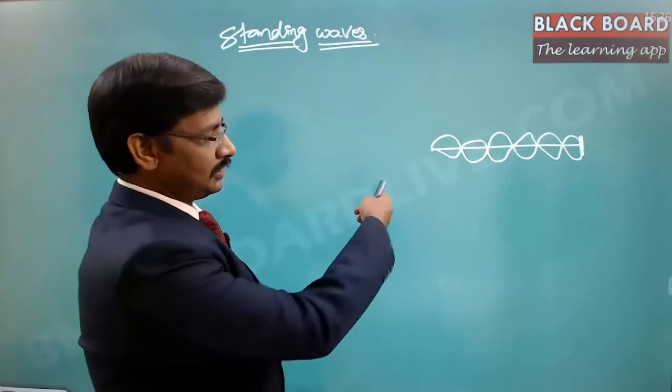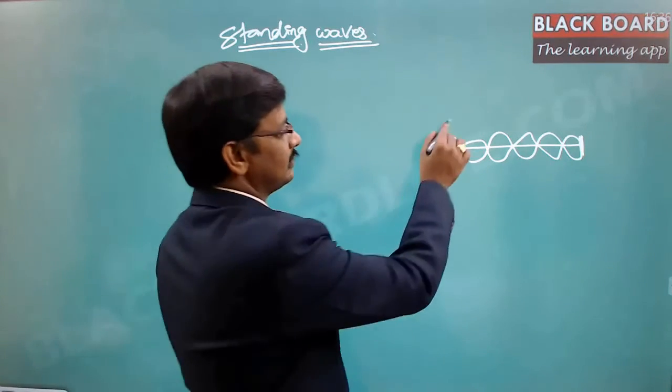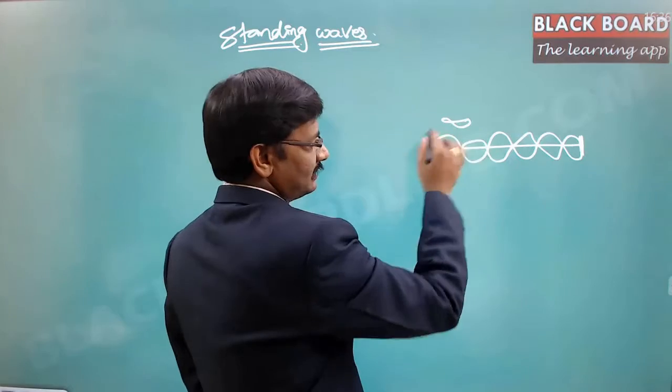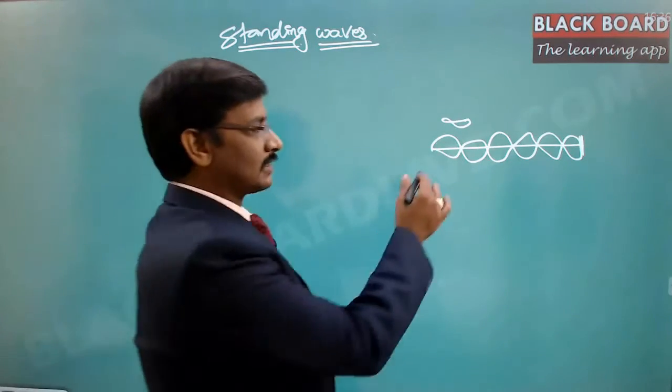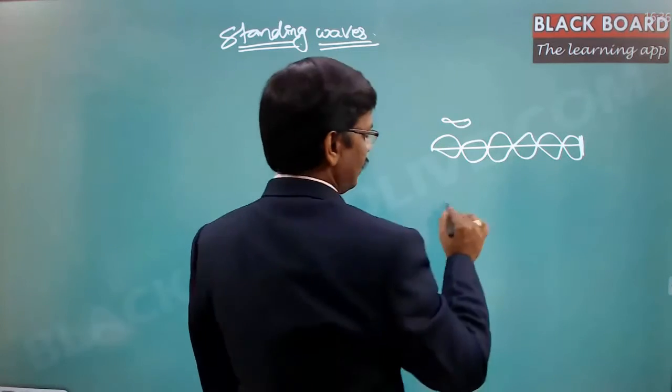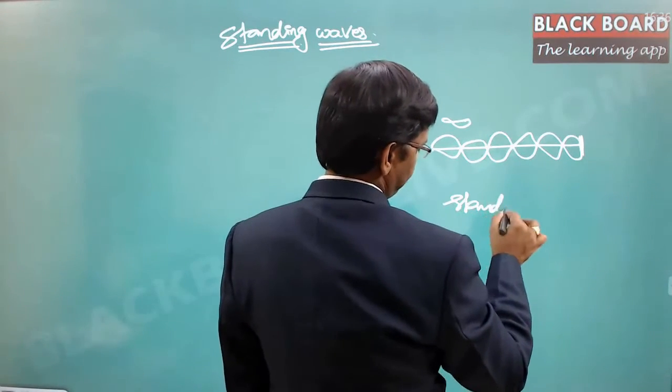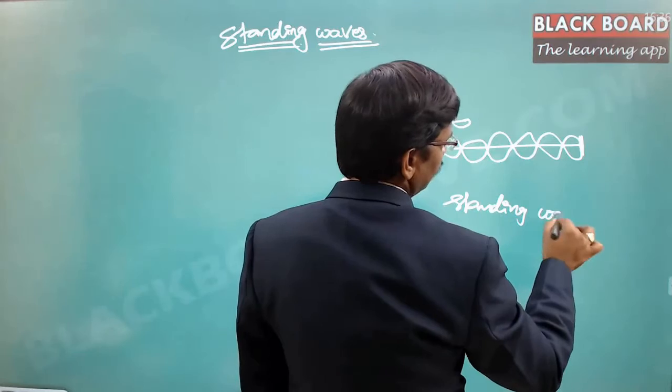Then you can notice there is such a pattern, like the symbol 8, a horizontal 8. And this kind of scenario is called the standing wave. So this is called the standing wave.